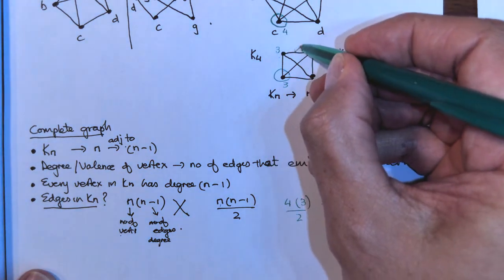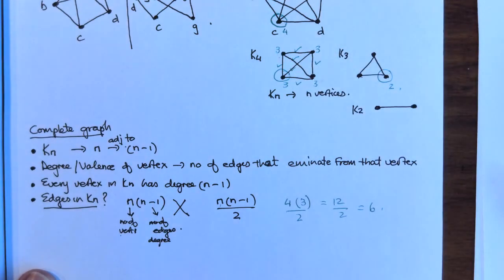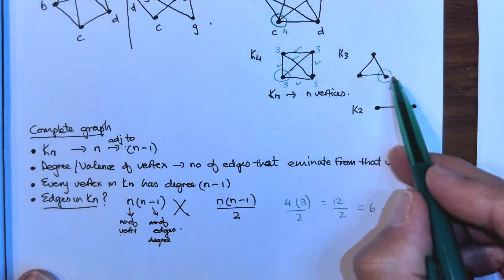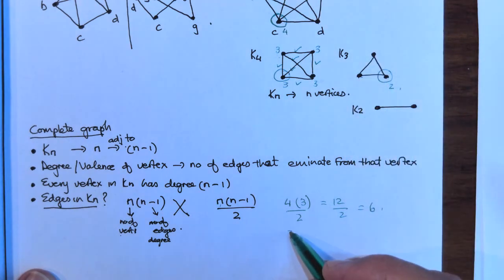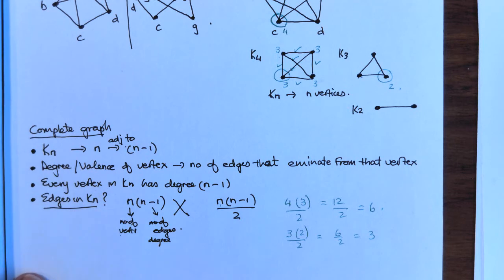So let's count. 1, 2, 3, 4, 5, and 6. Interesting, it works. Let's go to K3. That will have 3 vertices of degree 2 each. We halve it for the number of edges, so 6 over 2 will give us, indeed, the 3 edges. So the number of edges in a graph, one can think about it as the number of vertices. It's a complete graph, by the way, not just any graph. So the number of vertices in the graph multiplied by the degree of each of those vertices.